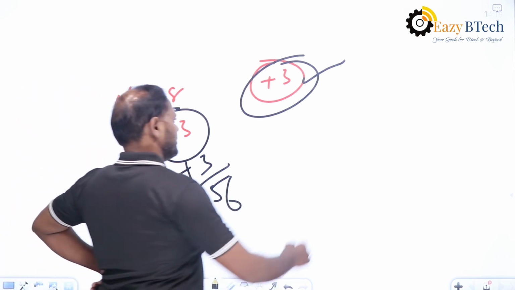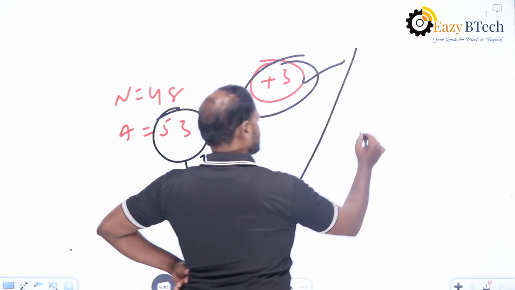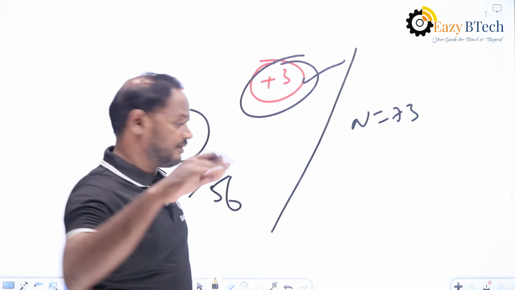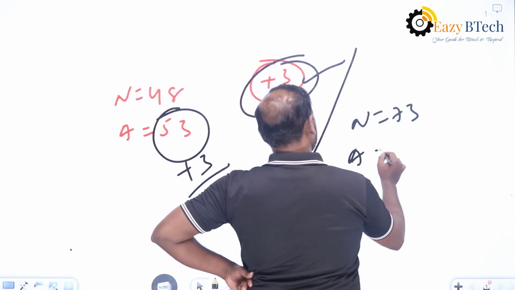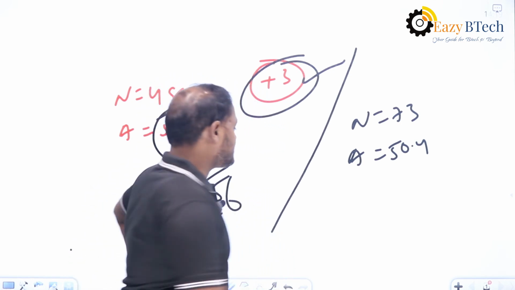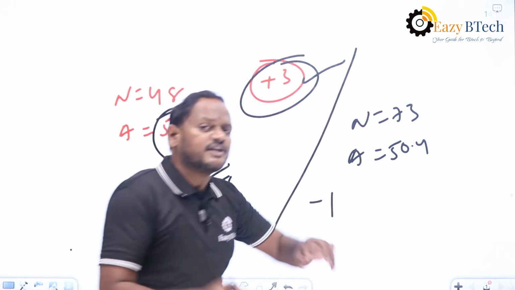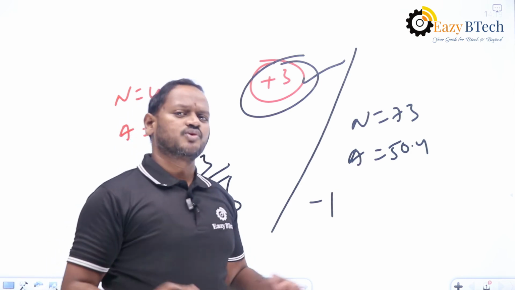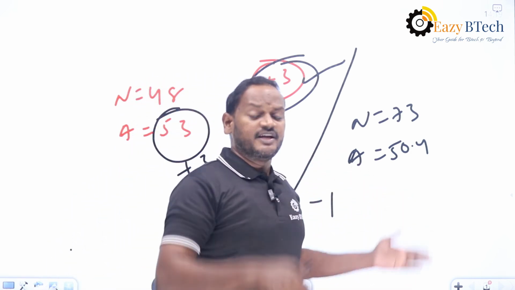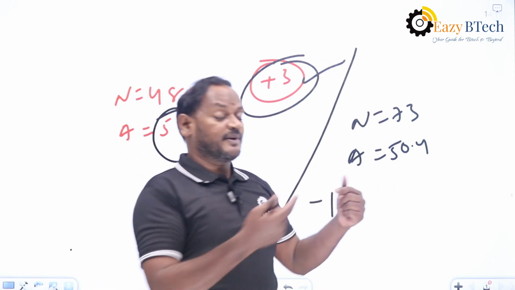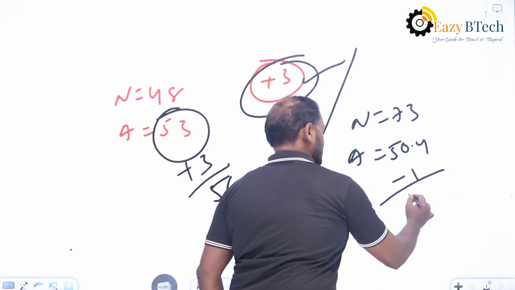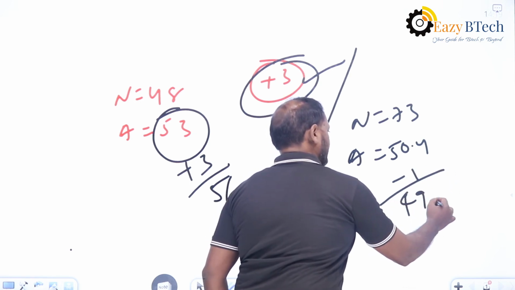Okay, sir. Nice. So if you have the particular condition like this, number of terms will be 73. Their average is given as 50.4. If each number is subtracted by 1, what is the new average? That will be your question, right? So if each number is increased by 3, the present average will be increased by 3. If each number is subtracted by 1, the present average will be subtracted by 1. That's why the new average can be minus 1 answer. 49.4 will be your answer.